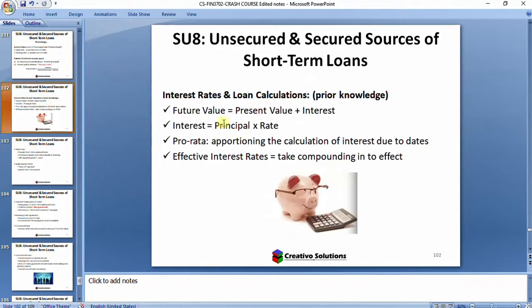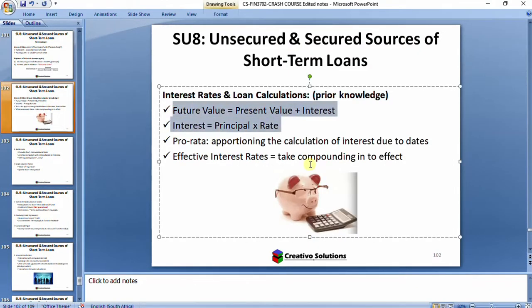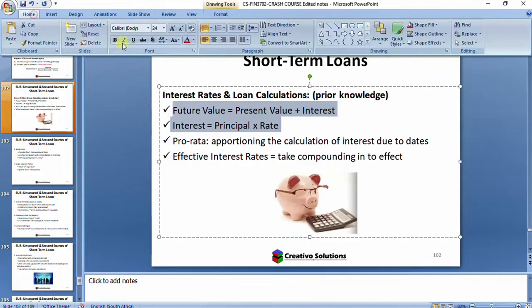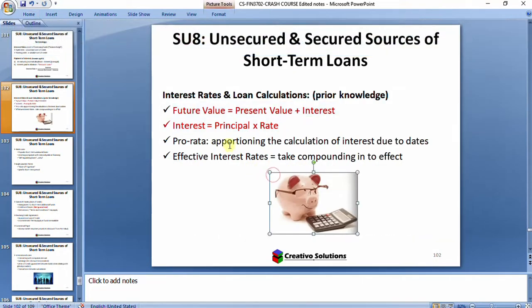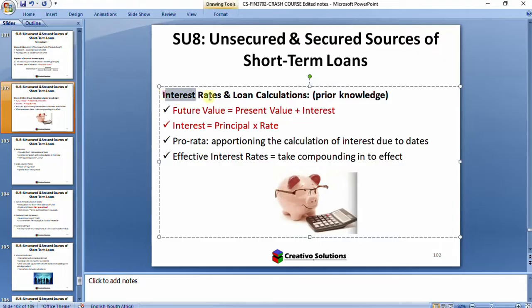Okay, here's the other one. There's those two formulas. Let's put them in red. When you have normal loan scenarios, not discount loans or anything issued at a discount, normal time value of money principles apply. Future value, present value plus interest, interest, principal times rate times time. I should actually add the time here as well. Let me put time in as well. Okay, principal times rate times time.